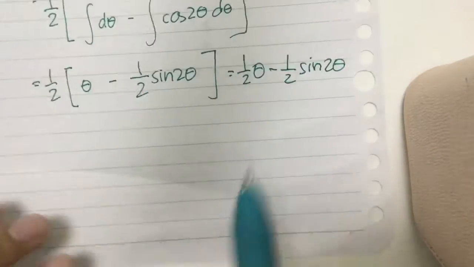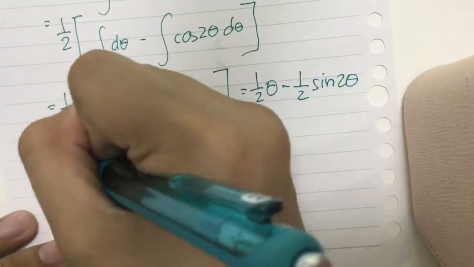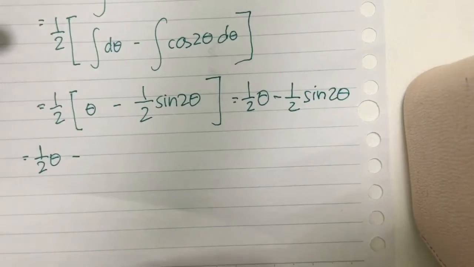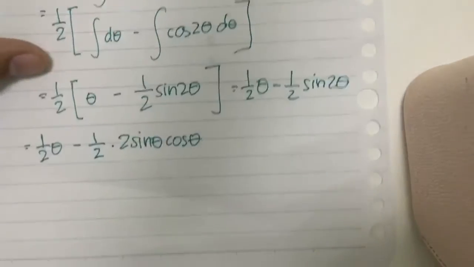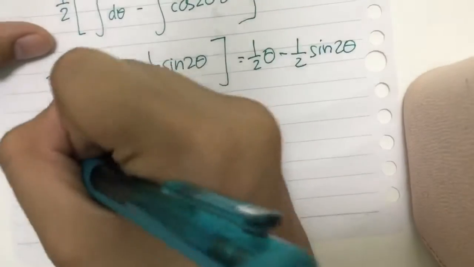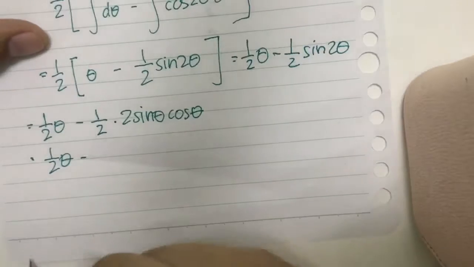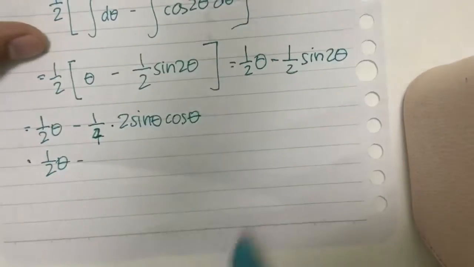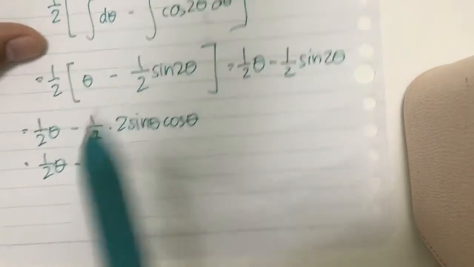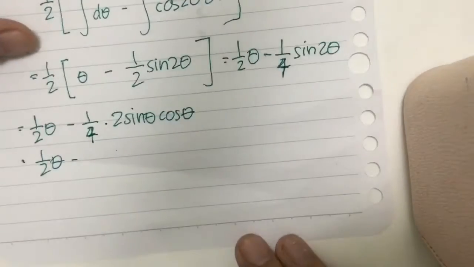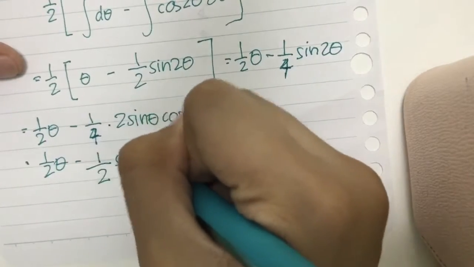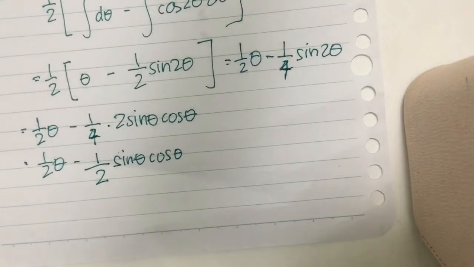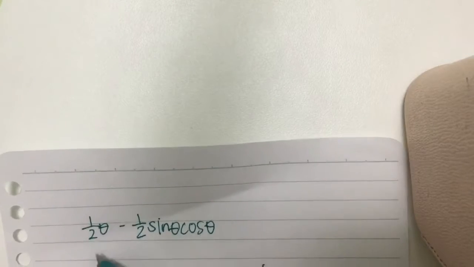Now, again, we're going to use our identity for sine 2 theta. Since we know that sine 2 theta is equal to 2 sine theta cosine theta, times 2 sine theta cosine theta, leaving us with a new equation. Oops, this is 1/4. Since 1/2 times negative 1/2 is negative 1/4. My mistake, I'm sorry. So there, 1/4 times 2 is 1/2. Here. Now we have this new equation.